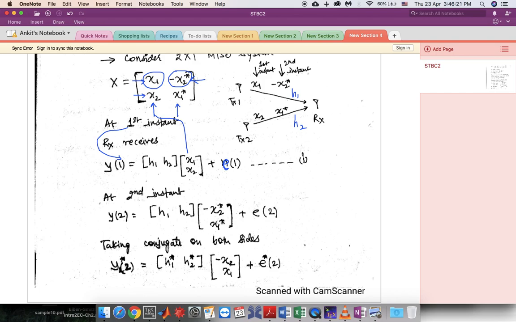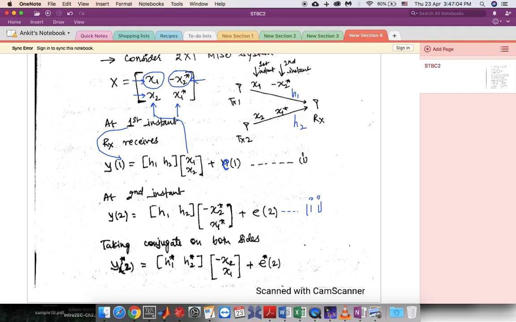So now onwards, our motive is to form this equation like this: x1 and x2. We want to make this minus x2 conjugate and x1 conjugate into the form of x1 and x2. So what can we do for that? First of all, we need to remove the conjugate. So we need to conjugate the left hand side and the right hand side of this equation, right? So we will get y conjugate, h1 conjugate, h2 conjugate, minus x2 and x1, right?